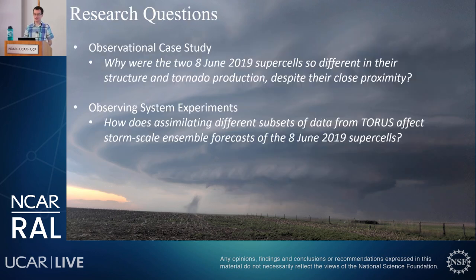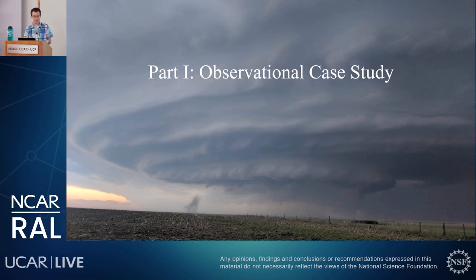So the two research questions I really wanted to look at here: one, for the observational case study, why were these two supercells so different despite their close proximity in space and time? And then for the observing system experiment, the data assimilation part of my project, how does assimilating different subsets of data from TORUS affect forecasts of the two supercells? We're going to start with the part of my dissertation that's a bit more wrapped up at the moment. This part has actually been submitted as a manuscript to Monthly Weather Review. So fingers crossed that we'll get some helpful reviews back on that, and we'll hopefully have it published later this spring.